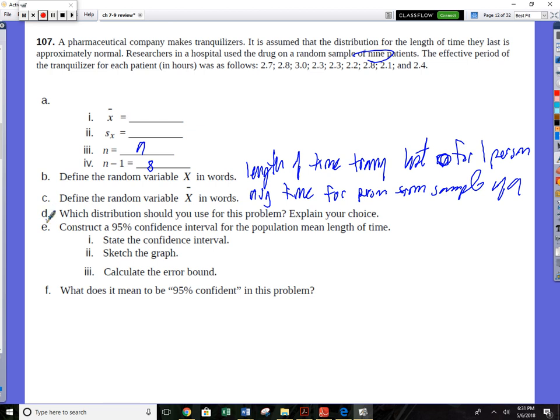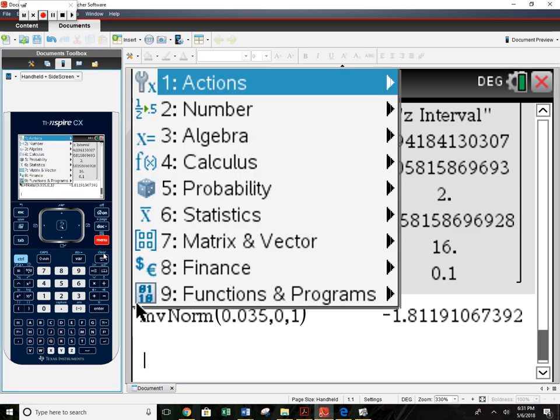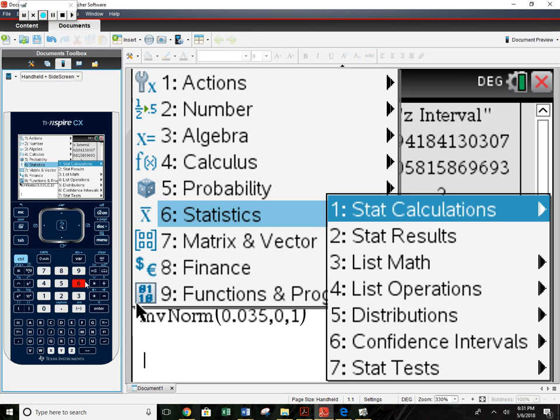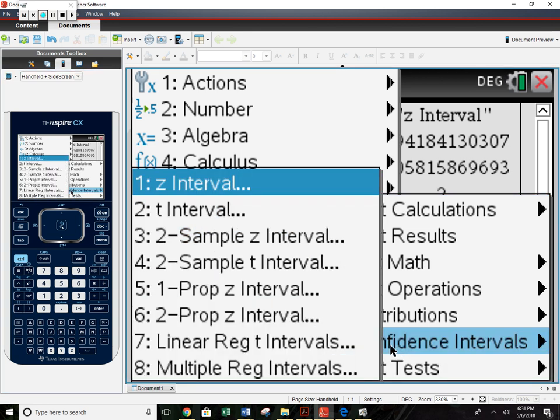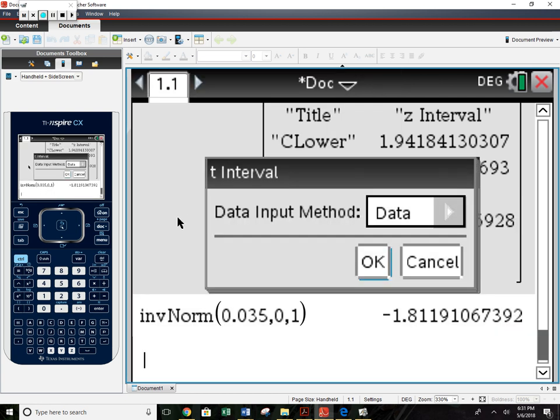What should we do? Let's see if we can do D. What distribution should you use? We're going to use a t-test, the student's t-test. Construct a 95% confidence interval. Okay, we're going to have to calculate now. So here we go. Let's go menu, 6, confidence interval. Okay, we're not going to do a Z interval, we're going to do a T interval because we have no idea what the standard deviation is from the population.